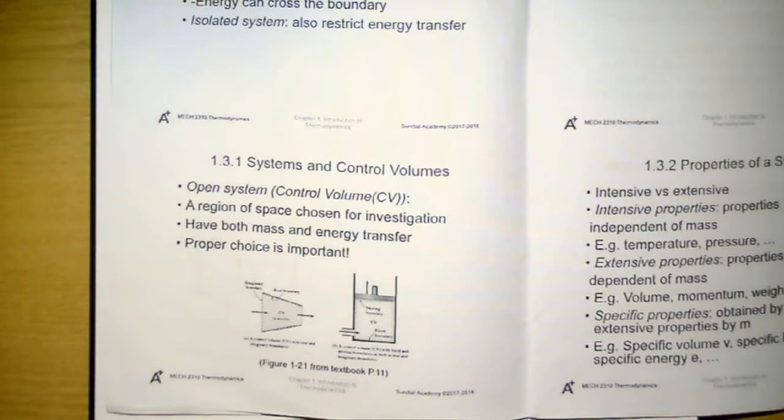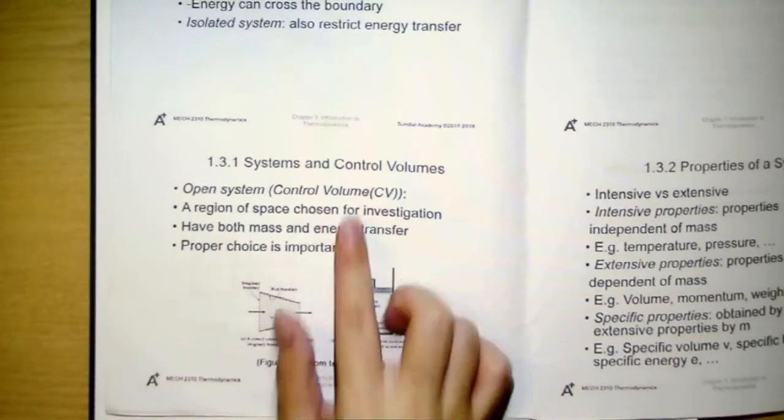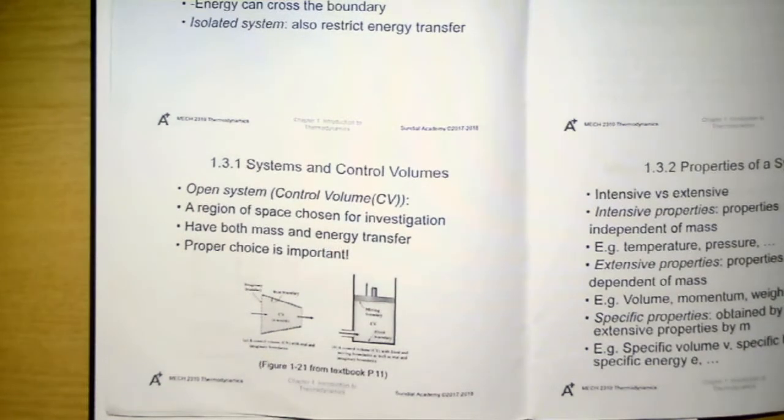For an open system, we also refer to an open system as a control volume. We use CV as the short form of control volume. An open system or control volume is just a region of space chosen for investigation. Both energy and mass can cross the boundary. A properly selected control volume can greatly simplify the problem.